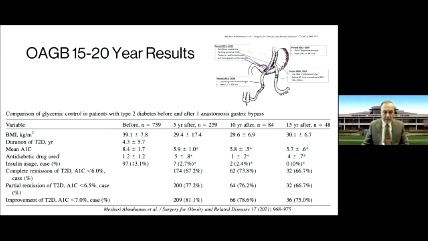That's quite impressive, especially during this long-term follow-up period. But please note that these are patients from Taiwan who may be different than other populations in the world. And their mean BMI was around 40, so a bit smaller than other studies.